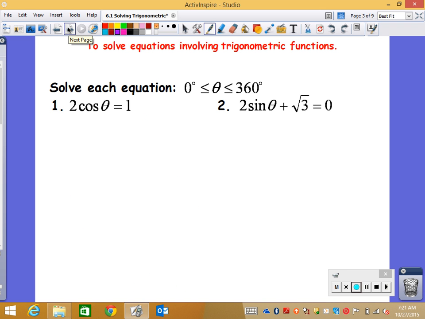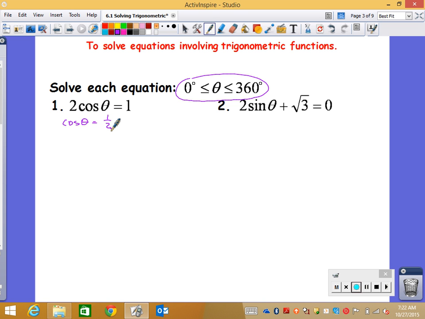Let's try this. Solve each equation where theta is in between 0 and 360. Notice right away my bounds are in degrees, so both of my answers, 1 and 2 here, have to be in degrees. Well, let's get the trig function by itself. Divide each side by 2. I get cosine of theta is equal to a half.